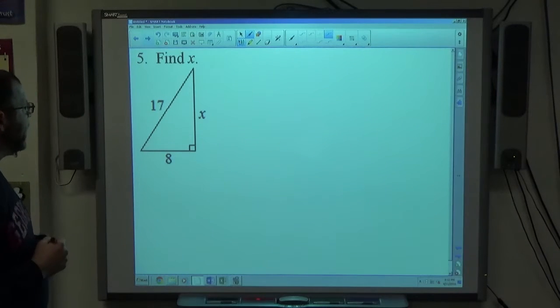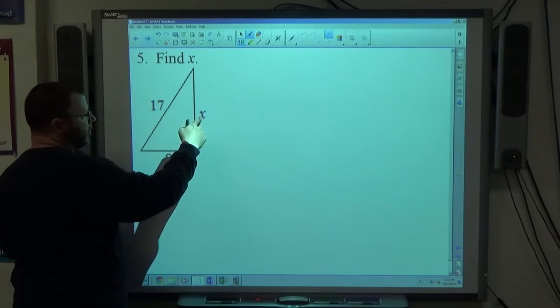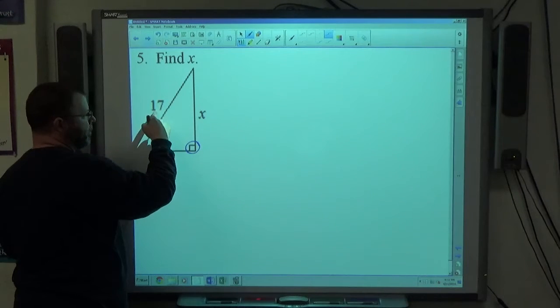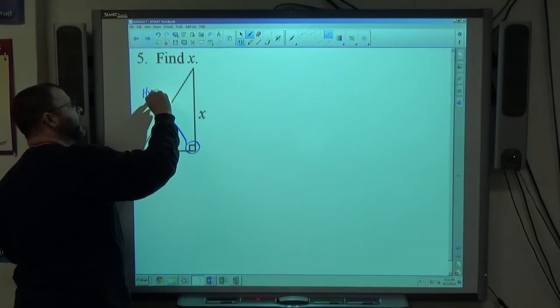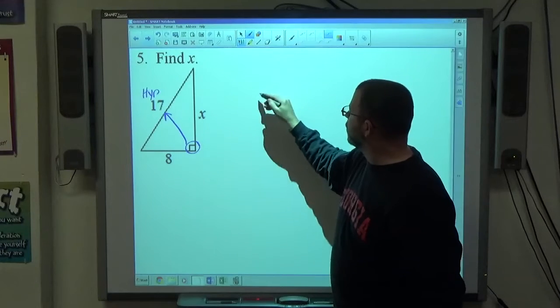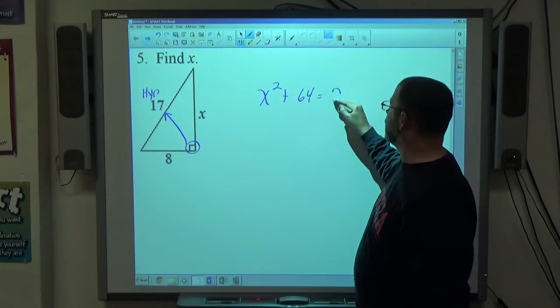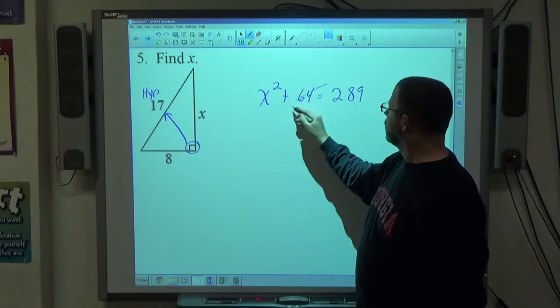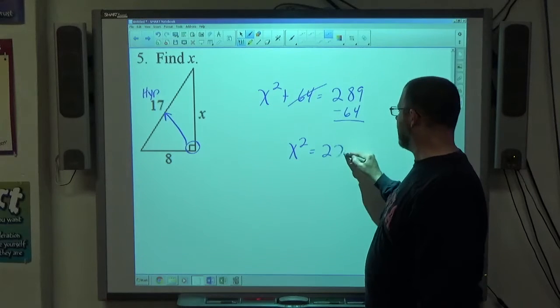Number 5, find x. Okay, this is a right angle, which makes it a right triangle. Pythagorean theorem says leg squared plus leg squared equals hypotenuse squared. Hypotenuse is always opposite the right angle. So make sure the hypotenuse is all by itself. The other two sides are on the other side. So x squared plus 64 is equal to 17 squared, which is 289. Subtract 64, that gets me x squared equals 225.